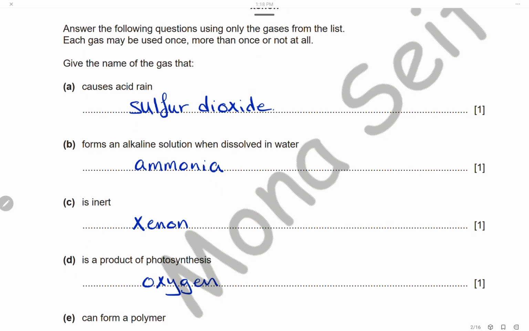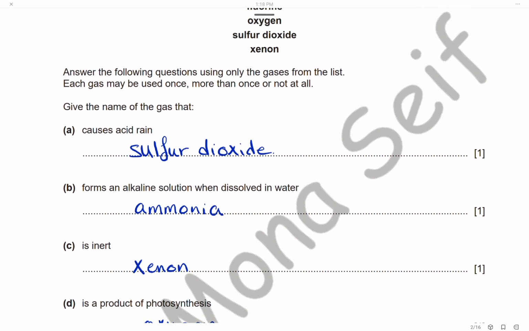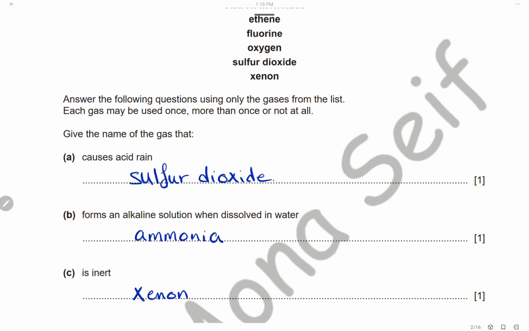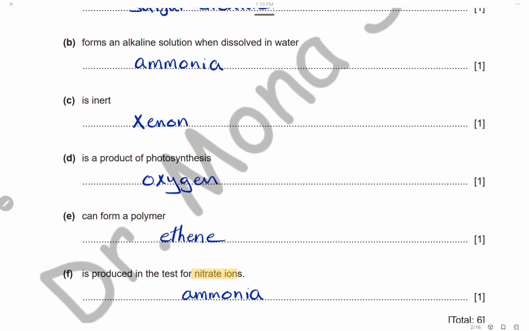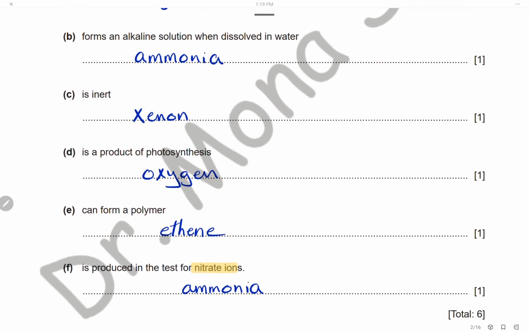An inert gas, it's a gas from the noble gases, group 8 in the periodic table, so the answer is xenon. A gas which is a product of photosynthesis. We know that plants use carbon dioxide and energy from the sun to produce glucose and oxygen, so oxygen is a product of photosynthesis. A gas that can form a polymer.